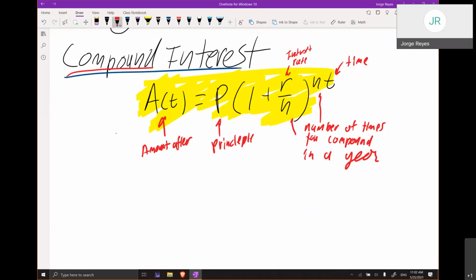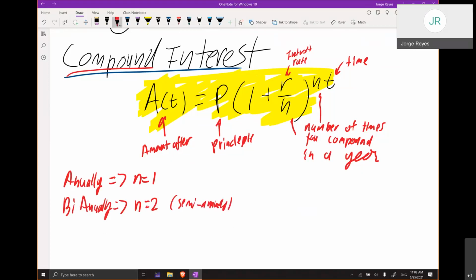Okay, so N. All of these interest problems are word problems, and so you're going to need to be able to decipher the word problems to get the N. If they say you compound annually, that means N is 1 because you compound once a year. Now this one is rare, but if you compound biannually, that means N is 2. This is also called semi-annually.